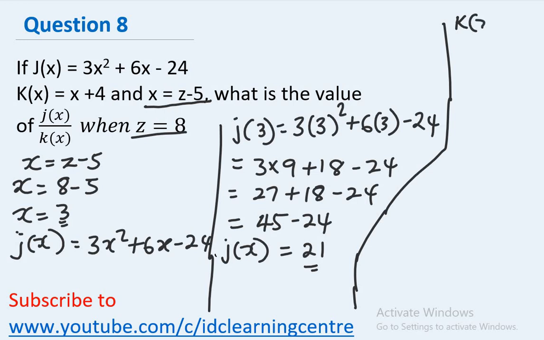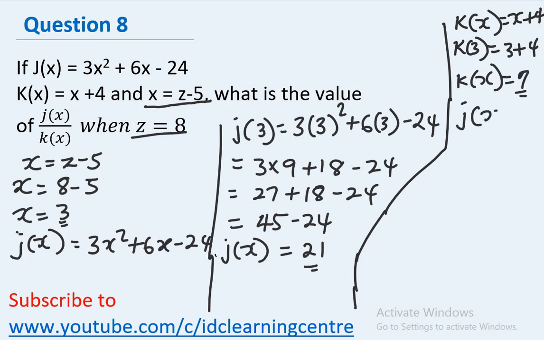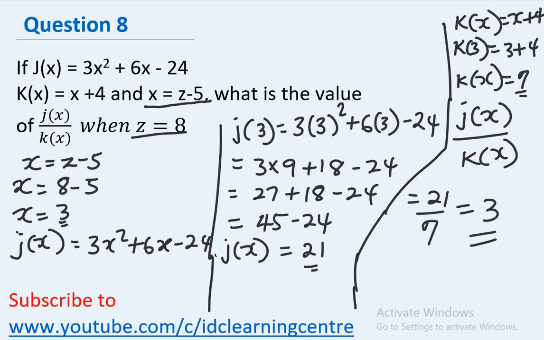K of x is x plus 4. Remember what the value of x is, 3. When x is 3, x here will be 3 plus 4. So k of x is simply 3 plus 4, 7. J of x divided by k of x will be j of x which is 21 divided by 7, 3. That's the answer.